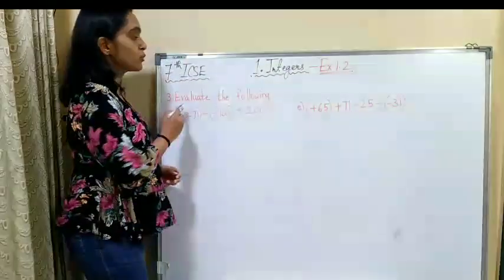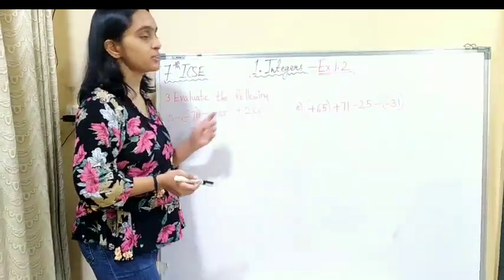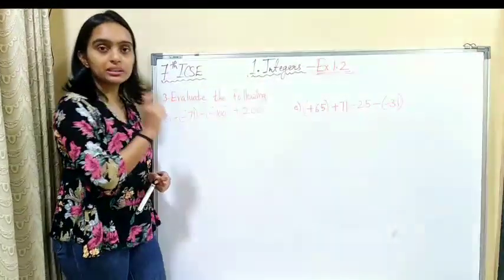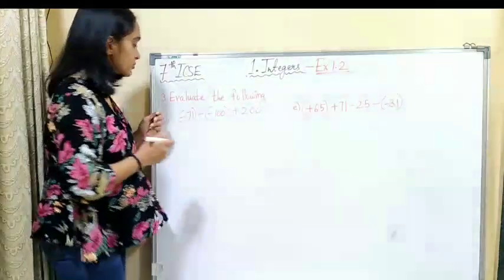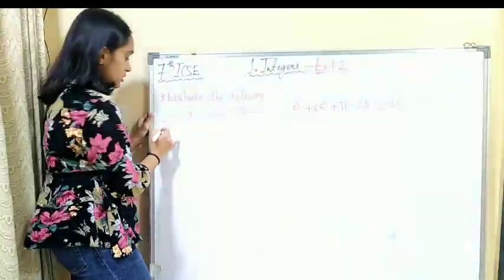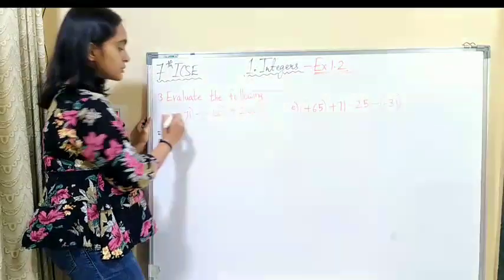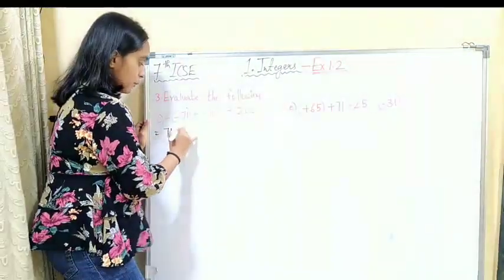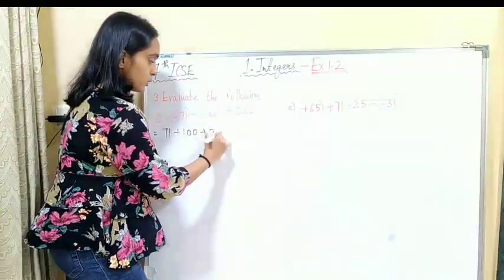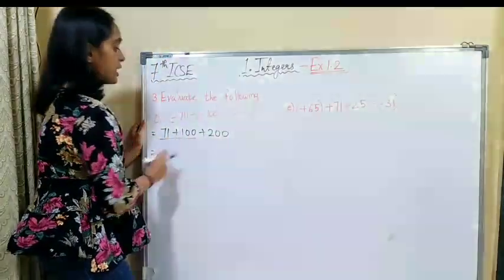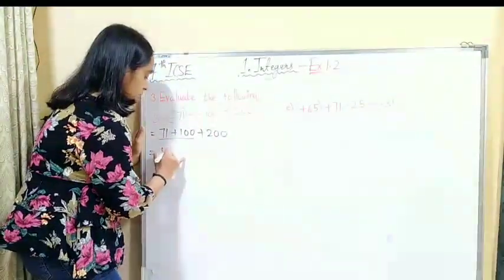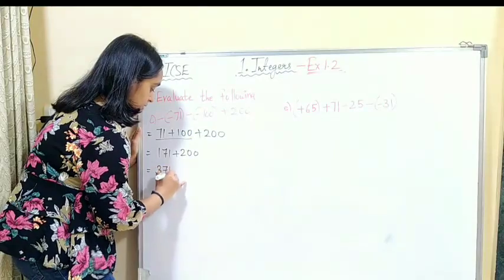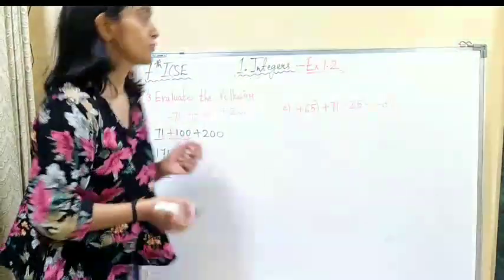Now the third question is, evaluate the following. Now to solve such expressions, the easiest method is to consider two integers simultaneously and then solve it. So first here you will open the brackets, this will be equals to minus will give you plus. So positive 71 minus again that will become plus 100 plus 200. So this will be 100 plus 71 will be 171 plus 200. So it will give you 371 as your final answer.